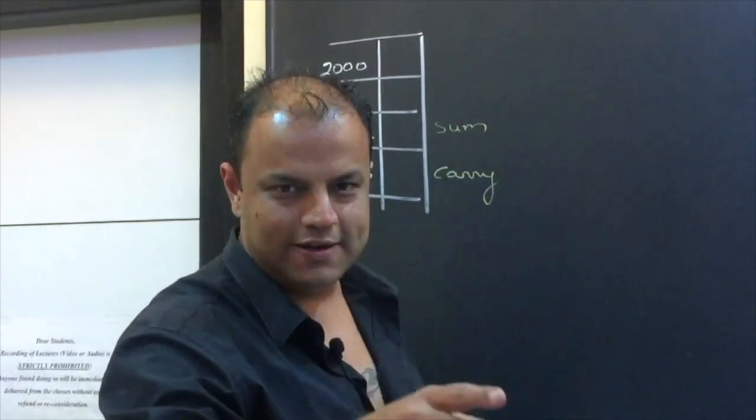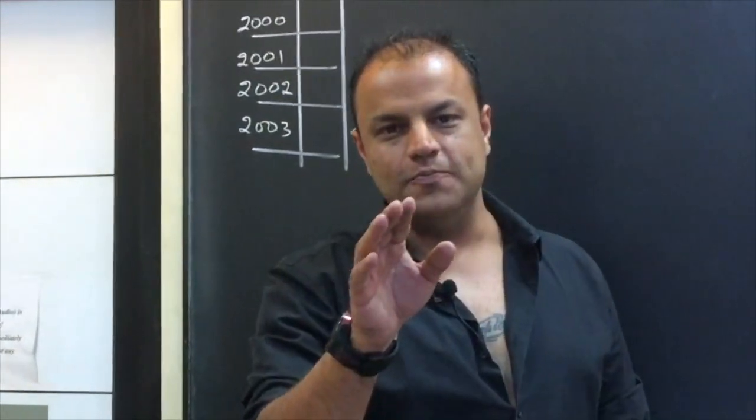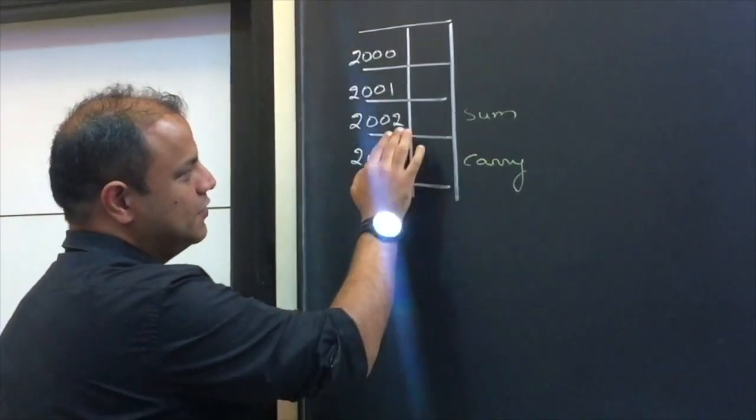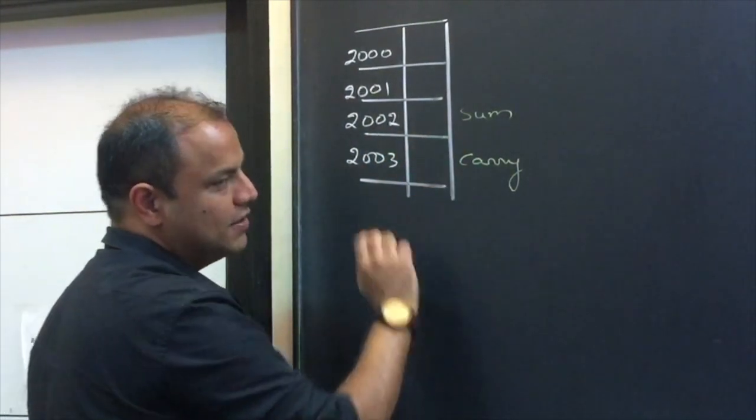Lower byte, lower address, higher byte, higher address. Now 2000 and 2002 and 2003. This is the lower address, this is the higher address. So here the lower byte should come, here the higher byte should come.